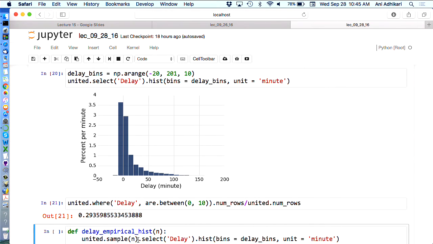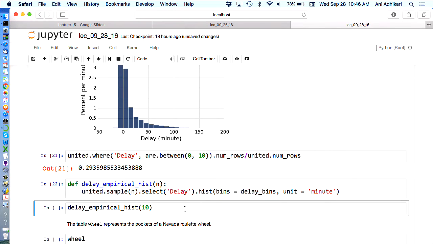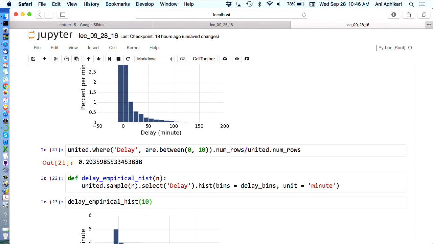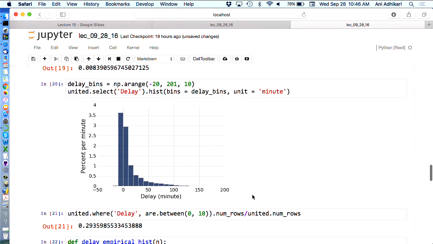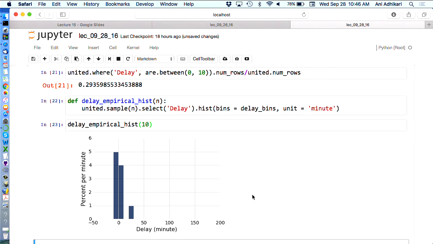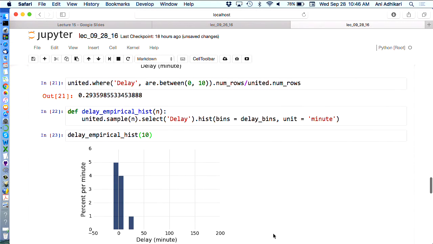You have a table. So now, any old table, you use table methods. You select the delays and you draw a histogram according to our old bins. And so you've defined your function. And now I want to draw the empirical histogram of just 10 flights selected. The delays of 10 flights selected, you can see that it's kind of trying to look like this, but it's not really getting there, is it? And where is the biggest problem? The biggest problem is in these rare events. When you have a small sample, you just don't pick them up.